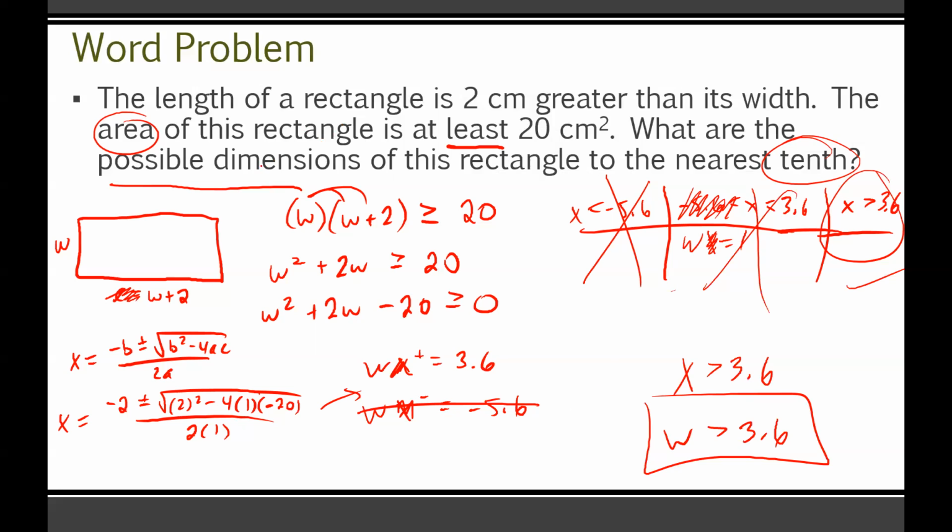Now, I guess it does say what are the possible dimensions. So we have to include our length as well. Well, length is just 2 centimeters more than the width. So we have to say width is greater than 3.6, and therefore length is greater than 5.6. That's supposed to be a point. There we go, 5.6. That's about it, okay? Don't go too crazy on this.